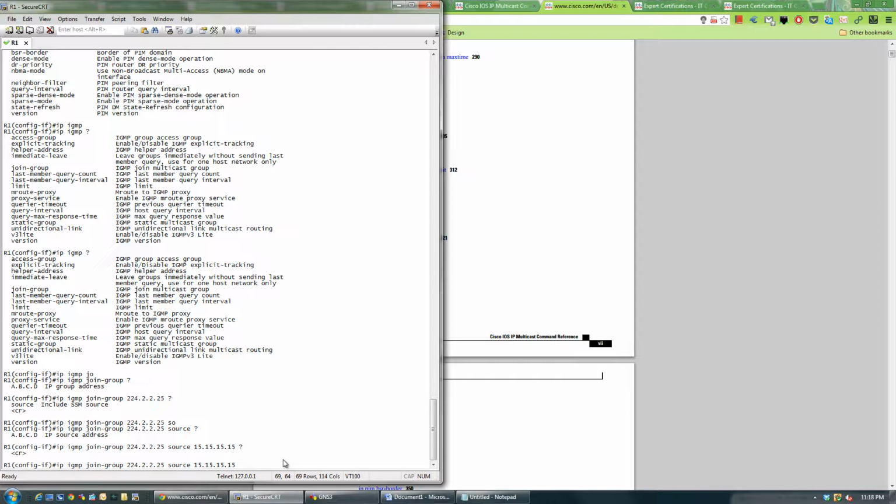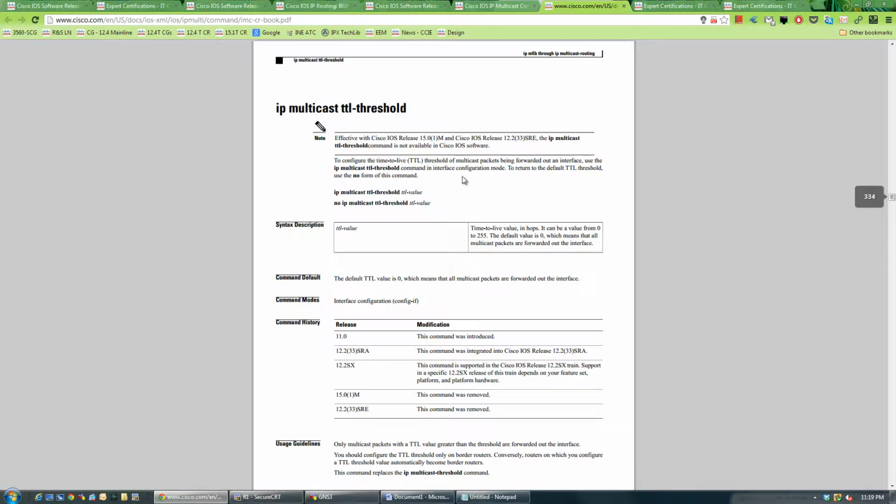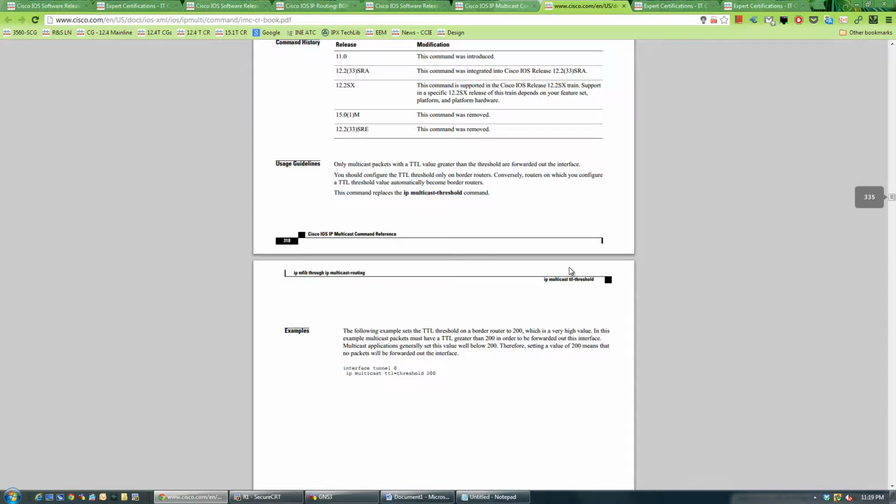So explore everything. If you want to say today you start on your multicast journey, the best thing that you can do is read about multicast, and before you jump onto the gear to practice labs, just explore all these commands and read about them in this particular guide. See, IP multicast TTL threshold, what it does. To configure the TTL value of packets being forwarded out of an interface, use the ip multicast ttl-threshold command in interface configuration mode. Time to live, a value in hops, it can be valued from 0 to 255, blah blah blah. We already know that thing.